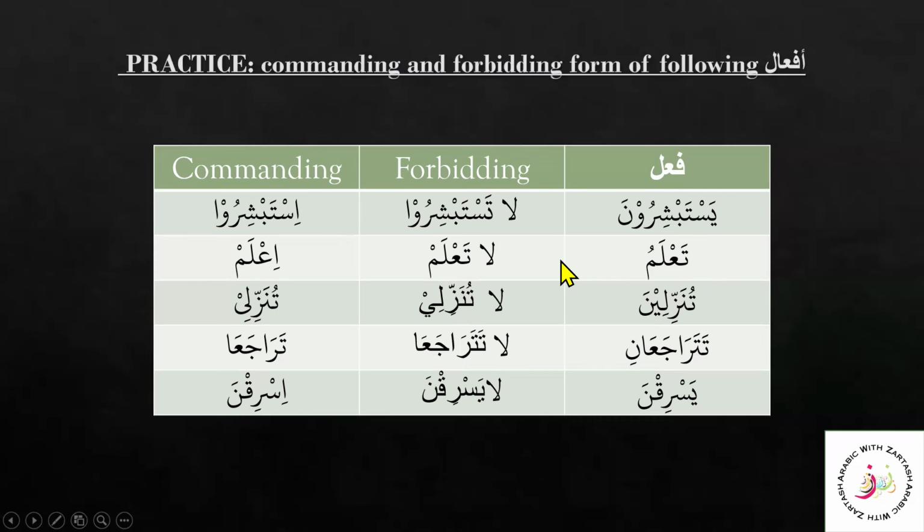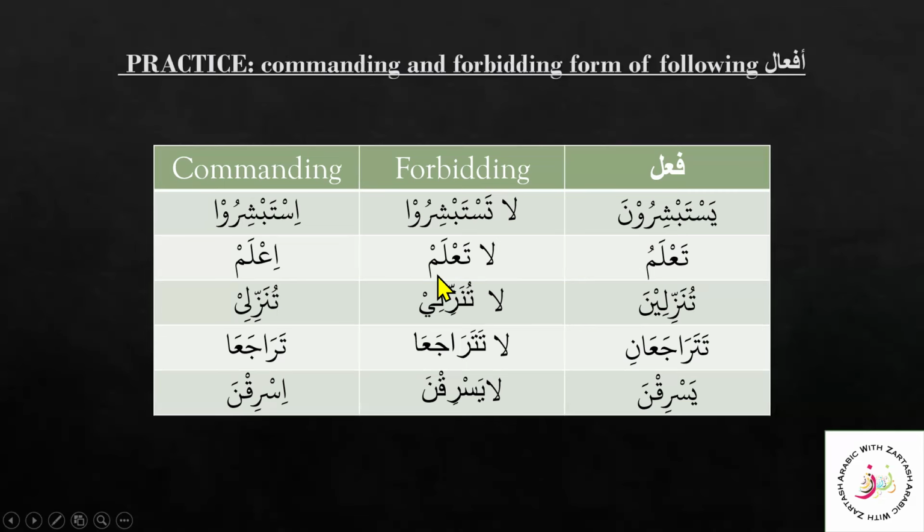Samia yasmau. So here, first make it lightest. So this dhamma is changed into the sukoon. And for forbidding, we are not going to drop this ta. It will remain the same, and we are going to add the la here. So ta'lamu becomes la ta'lamu. Alima ya'lamu. Now here, we know that ya'lamu becomes ta'lamu for anta. So la ta'lam, here becoming sukoon.